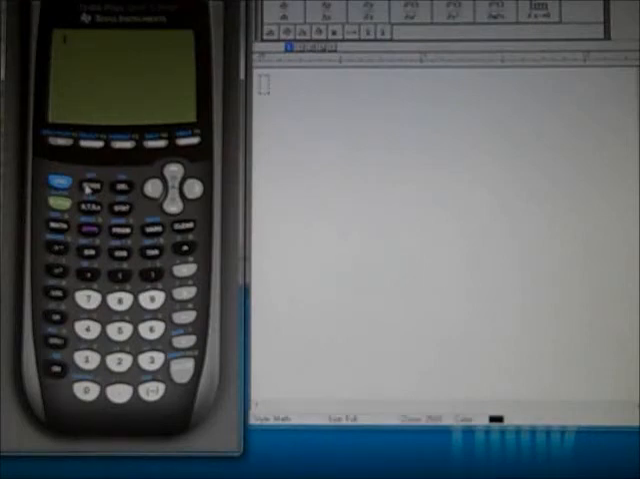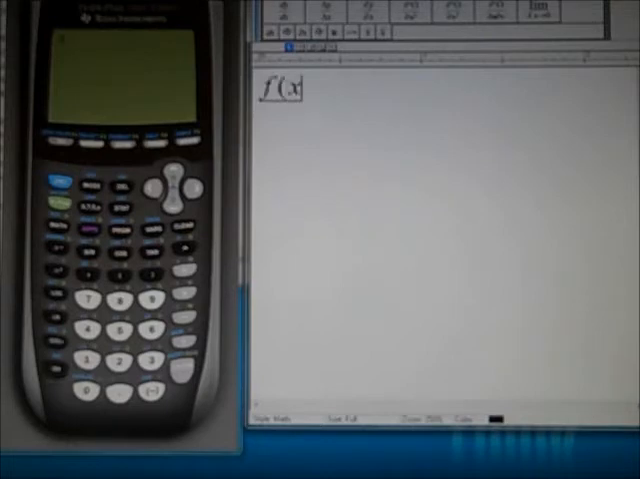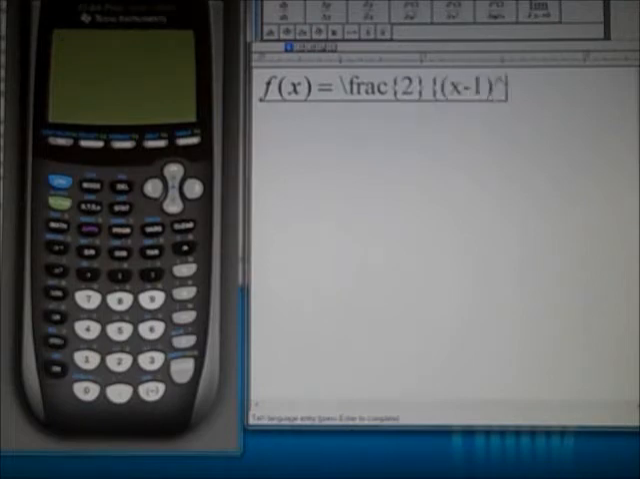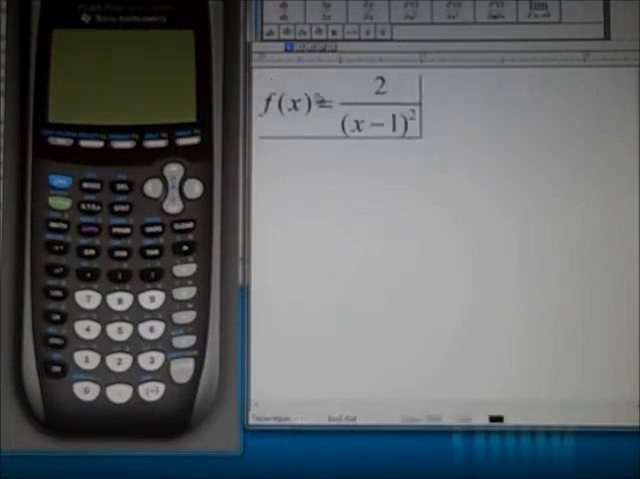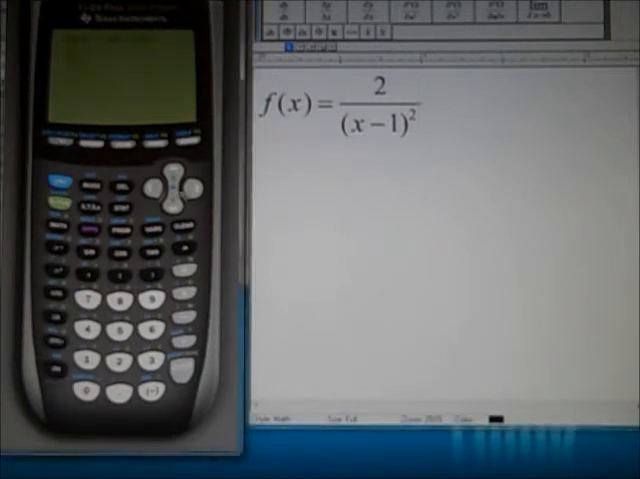The last part that I want to mention about your calculator is the use of the table. So the table is very helpful, especially when we get to limits. The function that I'm going to look at is f of x is 2 over x minus 1 squared. So I'm going to have 2 divided by x minus 1 squared. So let's put that in y1. So 2 divided by x minus 1 squared.